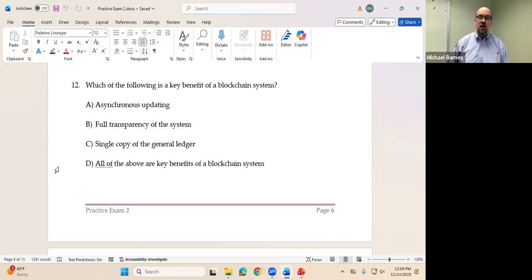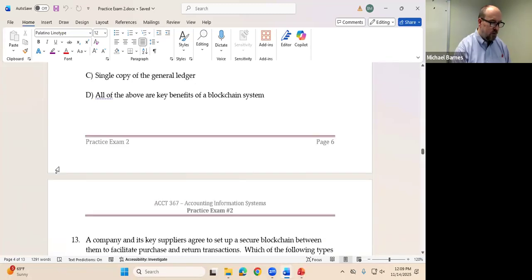Is there a single copy of the general ledger? No, there's multiple copies of the ledger. That's why blockchain is so beneficial, okay? So we got 2 off of these. So it can't be D, it must be B. Full transparency of the system. That was a primary feature of blockchain systems. And one thing we talked about, remember, in accounting and business, transparency is our friend. We like things that are transparent. Maybe not perfectly transparent because that would give away competitive advantages, but we do like transparency.